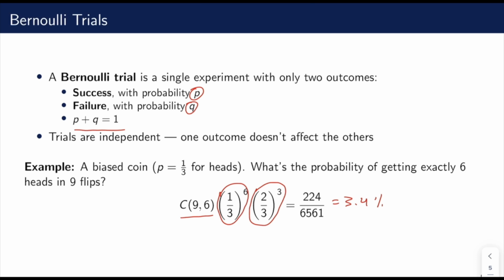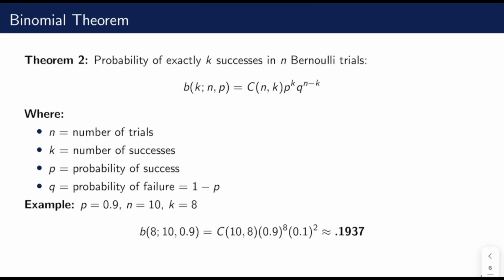We can also see here that the trials are independent and each outcome is unaffected by other outcomes. This formula here generalizes that idea. If you're repeating a trial n times and want k successes, this is how you calculate it. We take the combination of n choose k multiplied by the probability of success raised to the number of successes multiplied by the probability of failure raised to the number of failures. And the number of failures is just the number of trials minus the number of successes.